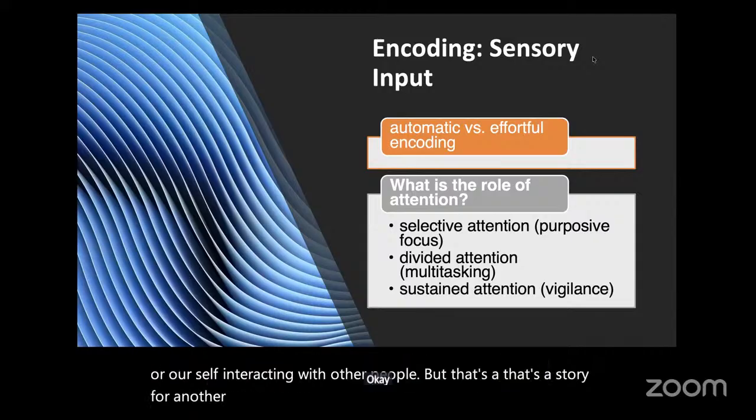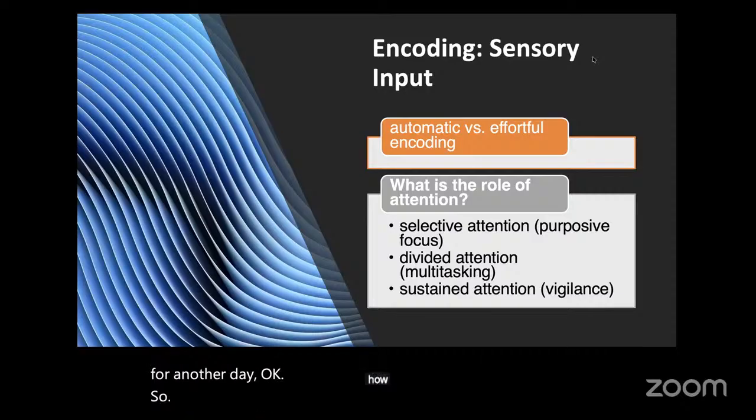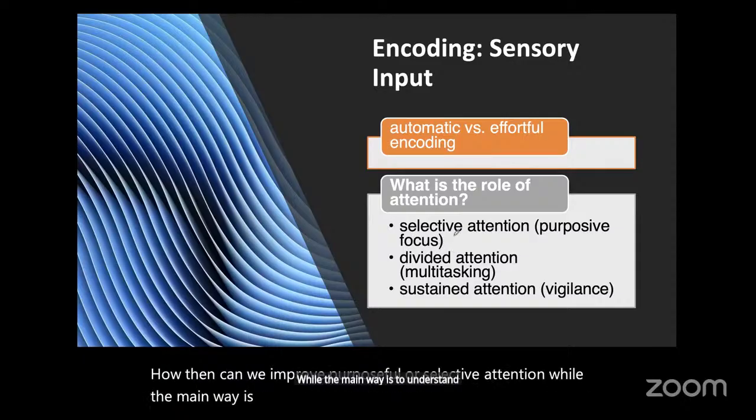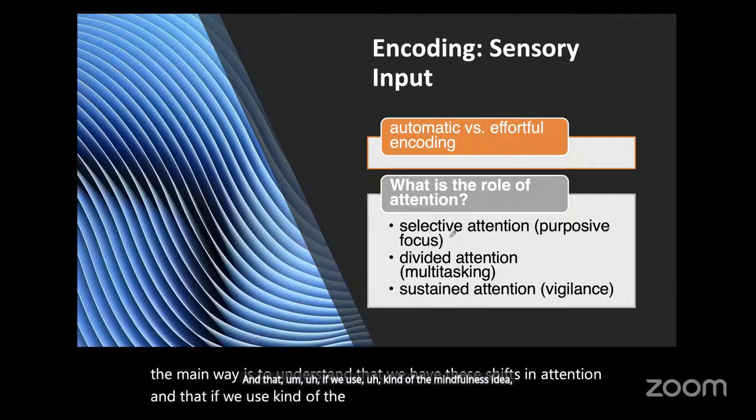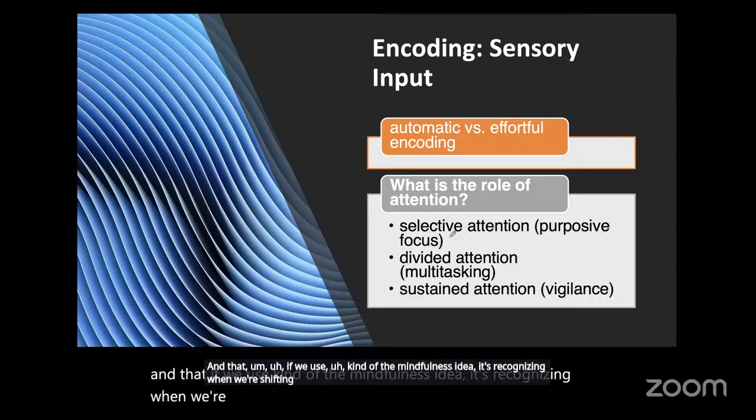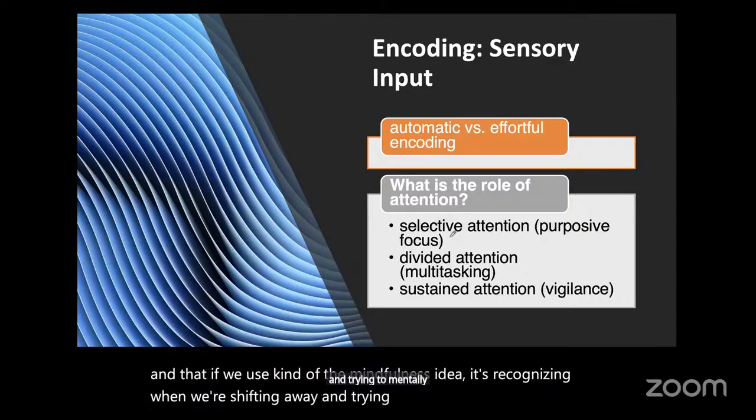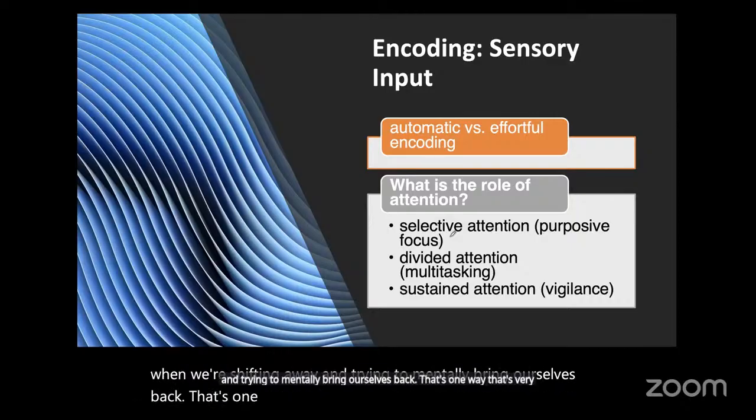Okay. So how then can we improve purposeful or selective attention? Well, the main way is to understand that we have these shifts in attention, and that if we use the mindfulness idea, it's recognizing when we're shifting away and trying to mentally bring ourselves back. That's one way that's very cognitively taxing.